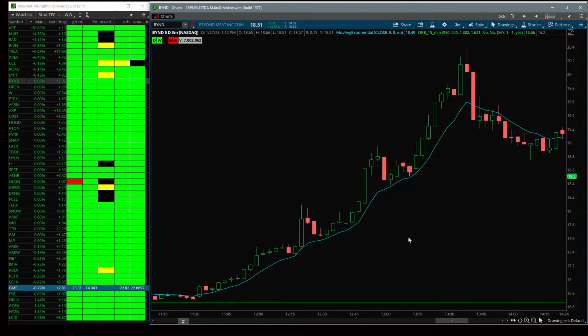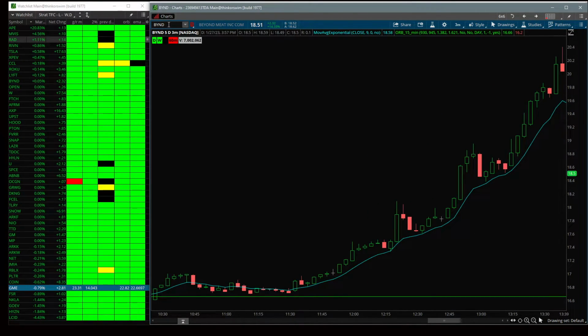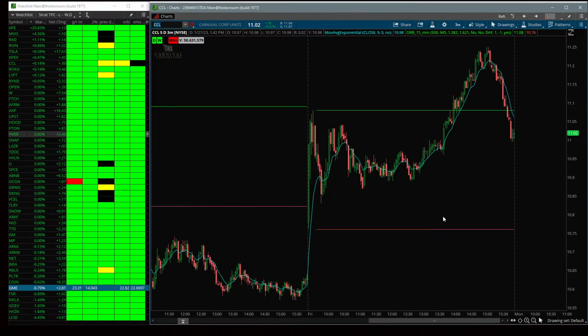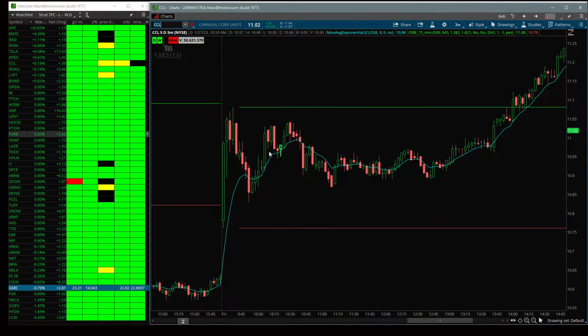So let's take a look at another one here. Let's take a look at CCL. So CCL, okay, pretty wild move there. Friday was kind of wacky, but if we look here, we had the opening range high, we had the opening range low. In this case, I think on Friday, a lot of opening range lows were set by the first candle. It's not always the case. Sometimes they'll pop up and put in a high and then come back down and put in a lower low than the first candle. But whatever that first 15 minutes is, that's what it marks.